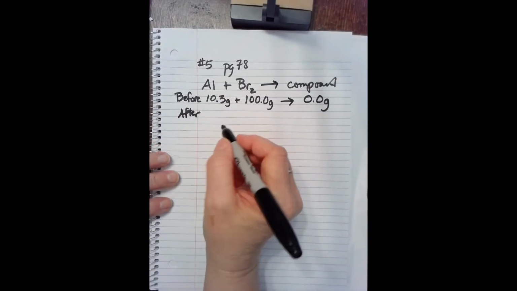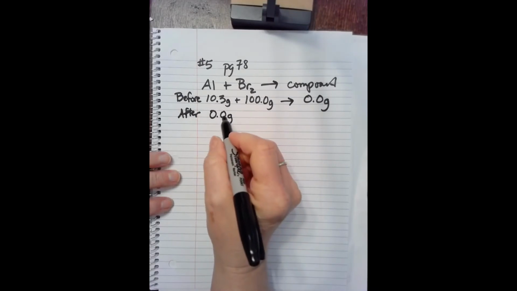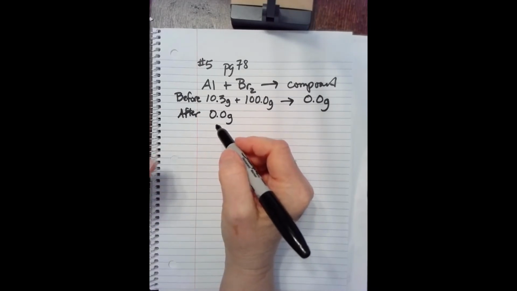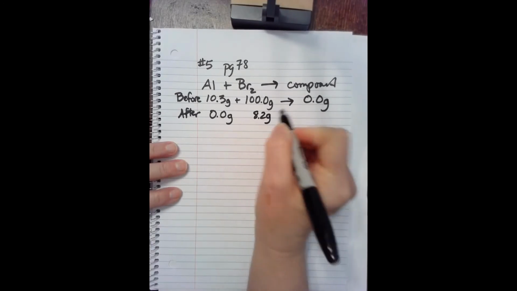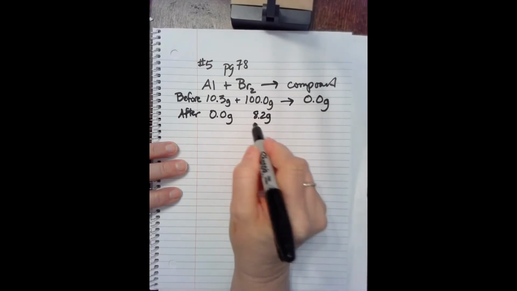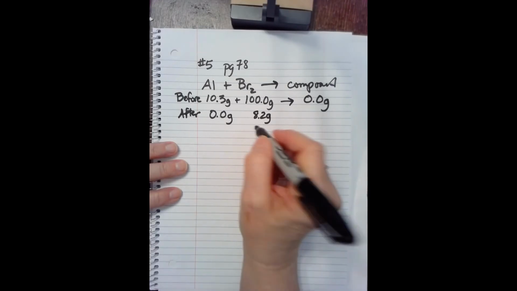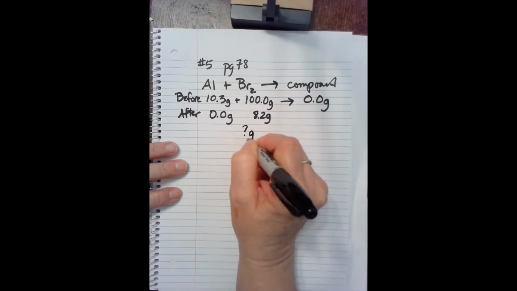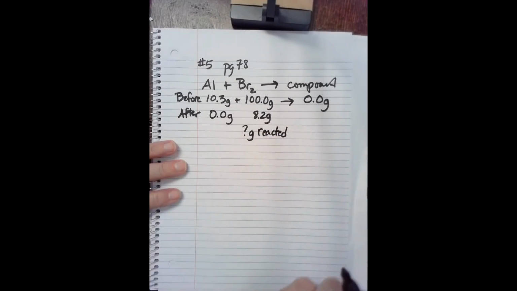And then after the reaction, I have 0 grams of aluminum. What that's telling me is that all the aluminum was used. And then I have 8.2 grams of bromine left over. So now I have a couple of questions. It says, how many grams of bromine reacted? That's the first question.